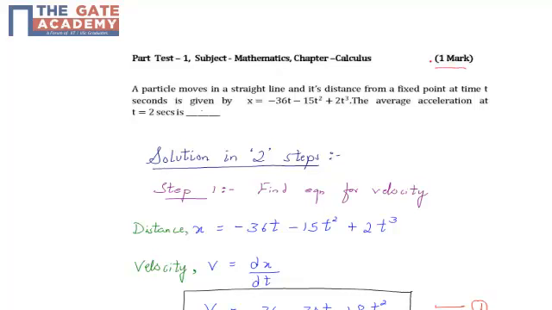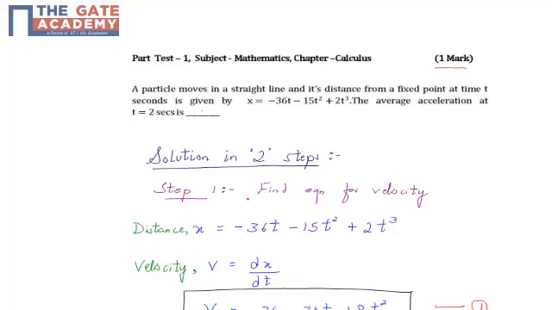mark. The question is: a particle moves in a straight line and its distance from a fixed point at time t seconds is given by x = -36t - 15t² + 2t³, and we are supposed to find the average acceleration at t = 2 seconds. We will solve this problem in 2 steps.